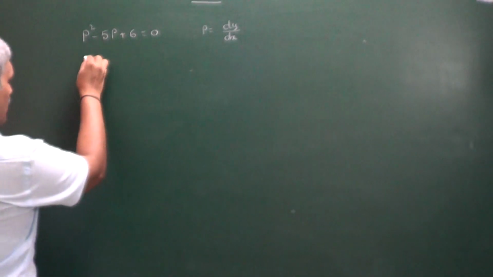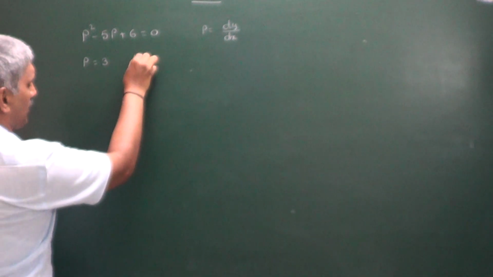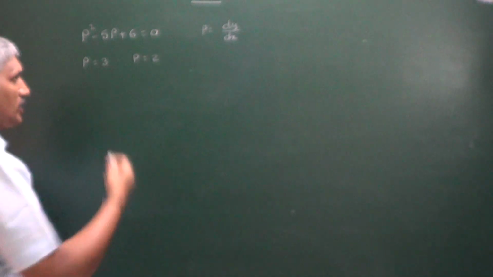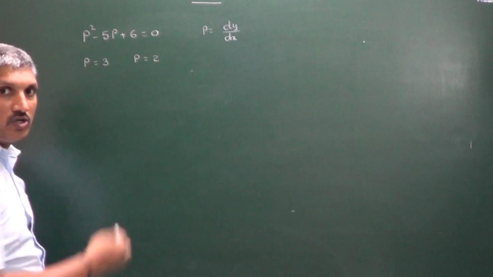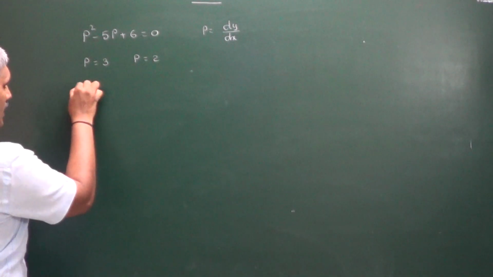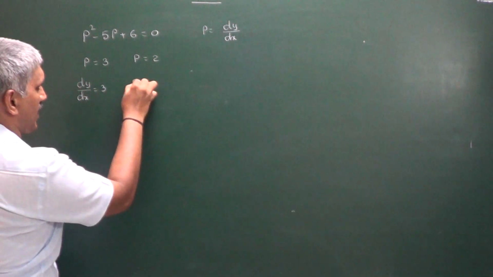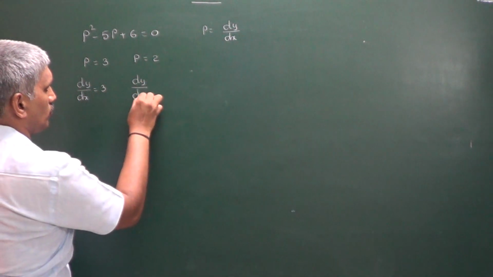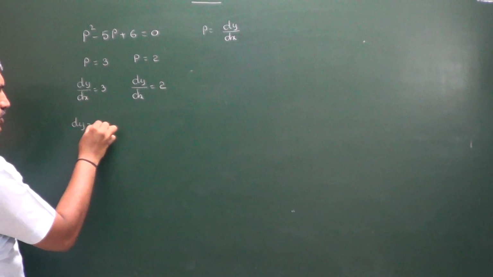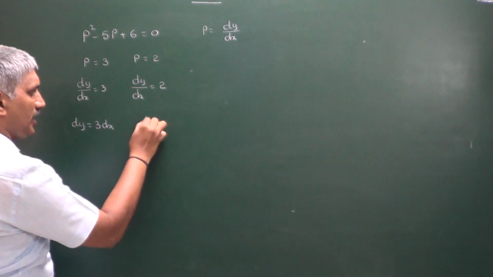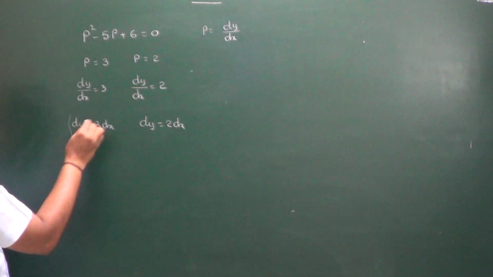So that's why we know here the factorization: p is equal to 3 and p is equal to 2. Because p minus 3 into p minus 2 is equal to 0, we got p is equal to 3 and p is equal to 2. Here p is nothing but dy by dx is equal to 3 and dy by dx is equal to 2. Now we can find out the solutions here. dy is equal to 3 times dx, whereas here dy is equal to 2 times dx. Now integrate both sides.